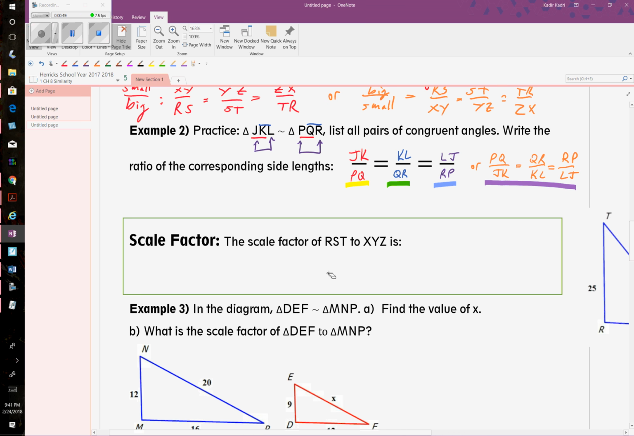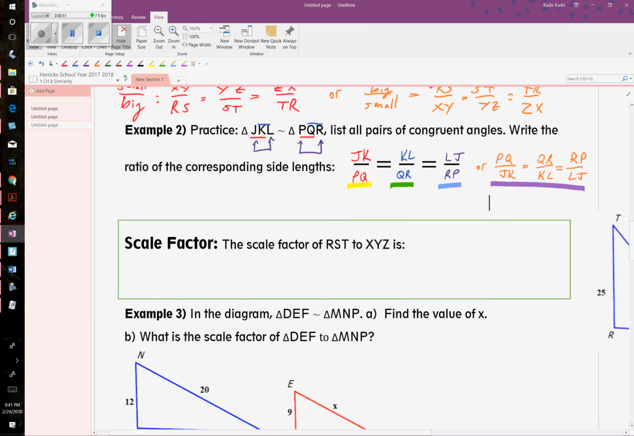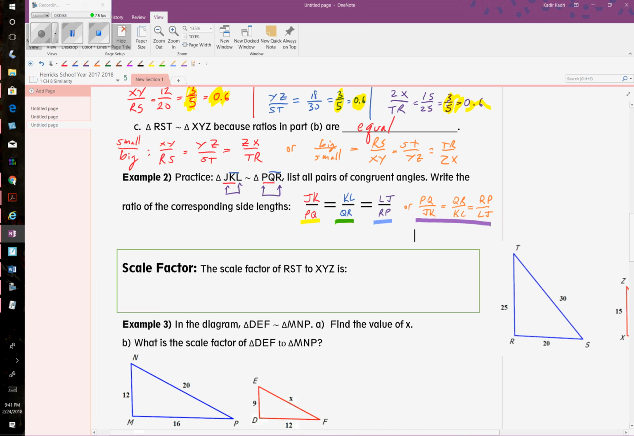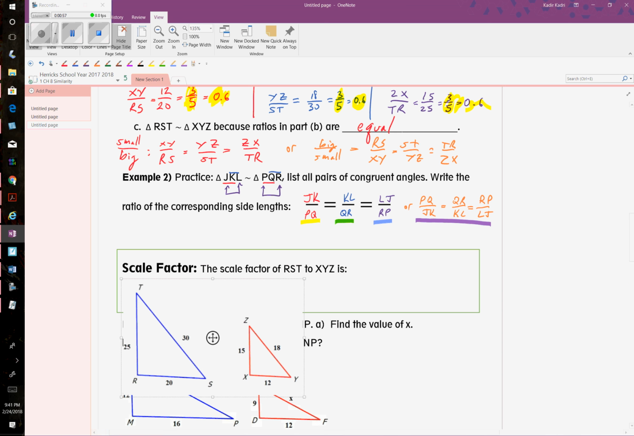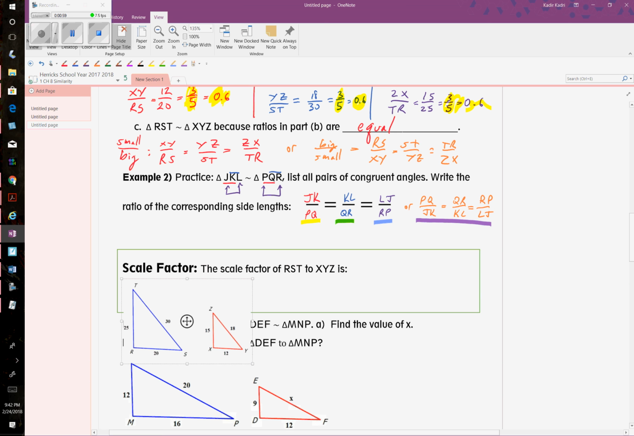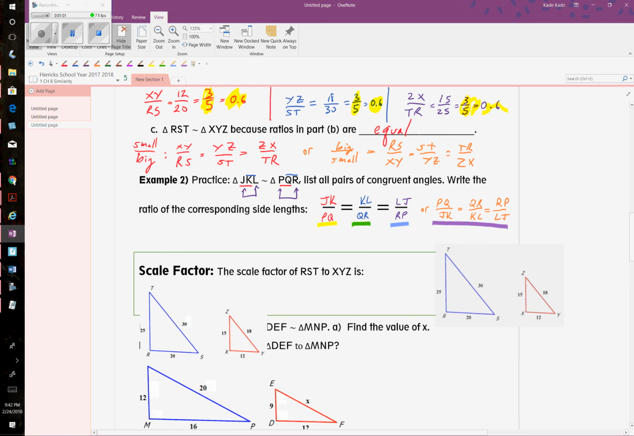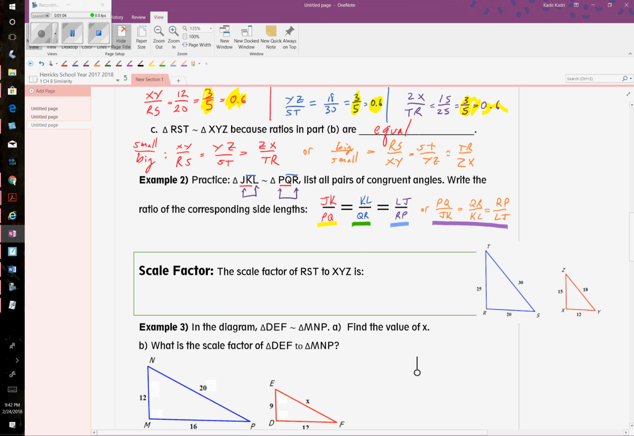Okay, now let's talk about the scale factor. And we're going to use the triangle from example 1. So this is our triangle right here that we're going to use. Triangles, and order is going to matter. They're asking us to go from triangle RST to triangle XYZ. And doing it, we're actually going from big to small.